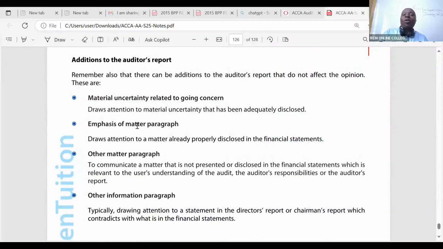Ladies and gentlemen, we have another additional note here. So we have emphasis of matter paragraph, EOM paragraph. So EOM paragraph, it draws attention to a matter already properly disclosed in the financial statements.